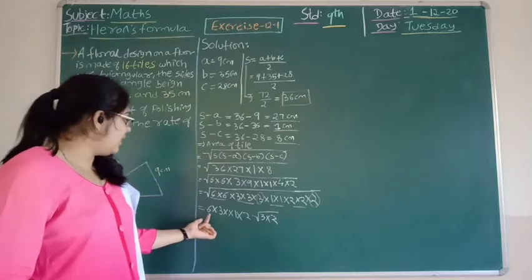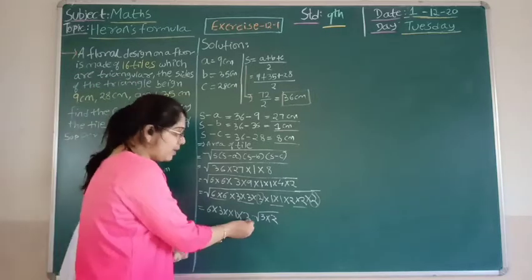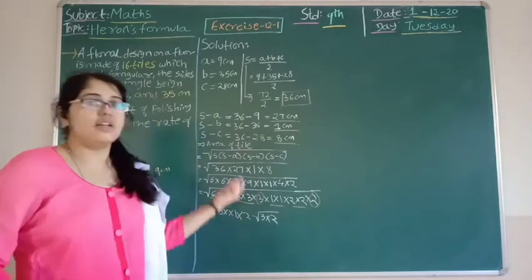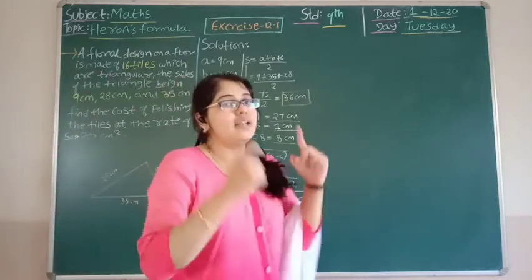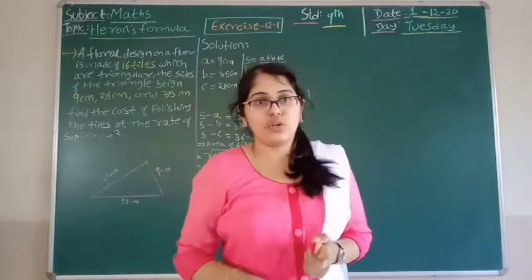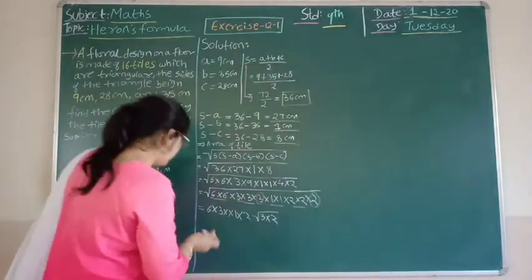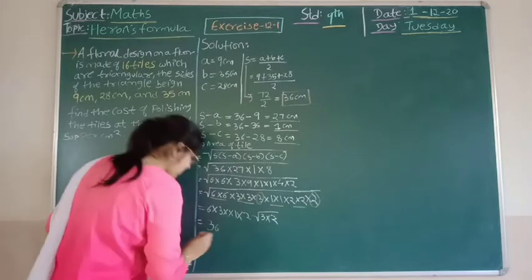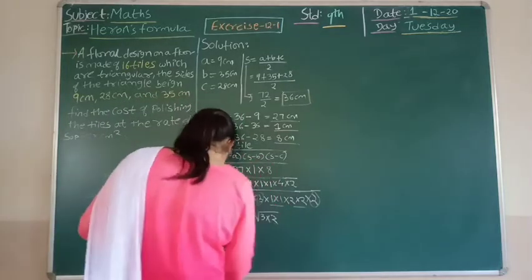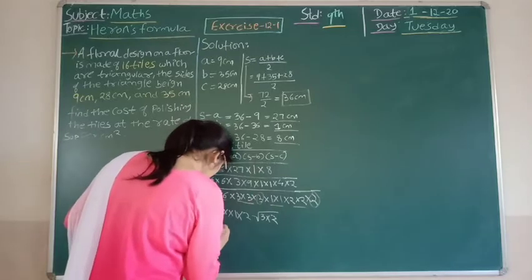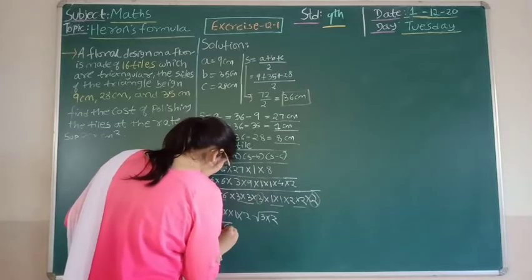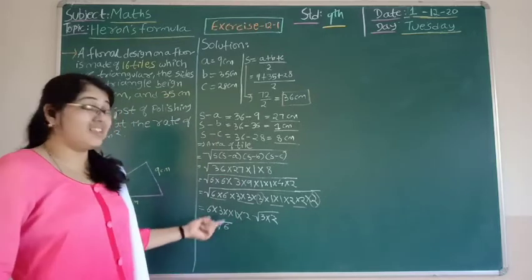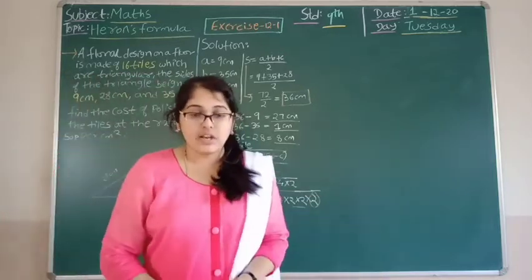Now if I see 1 multiplied by 2 is going to remain 2. This 2 multiplied by 3 is 6, and again 6 multiplied by 6 is nothing but equal to 36. So I will get over here 36 under root, and again 3 times 2 is nothing but 6. So I am getting the value 36 under root 6.